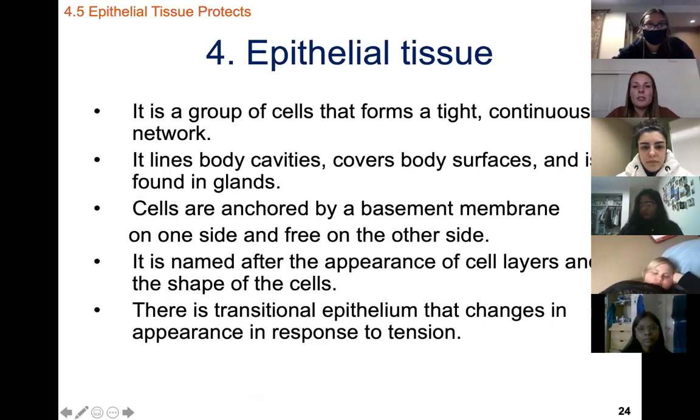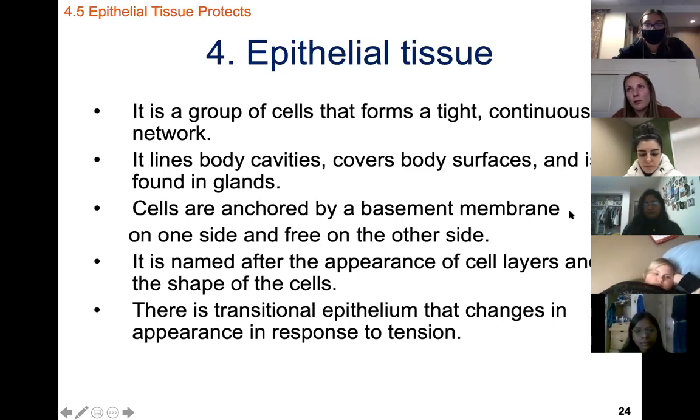The epithelial tissue is a group of cells that forms a tight, continuous network, and it lines the body's cavities, covers its surfaces, and it's found in glands. Glands are like your thyroid gland or your pituitary gland. They're different types of glands. They're made up of epithelial tissue. The cells are anchored in the basement membrane.